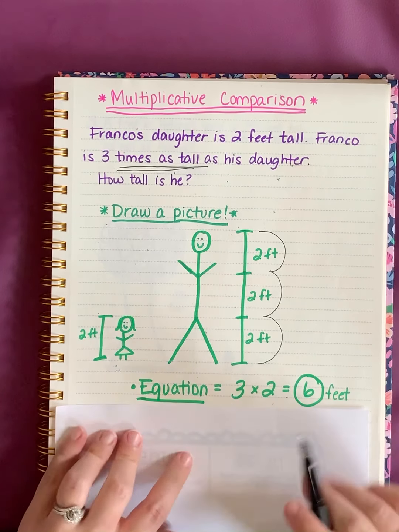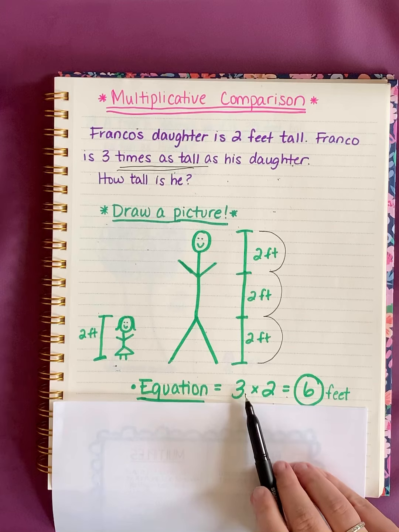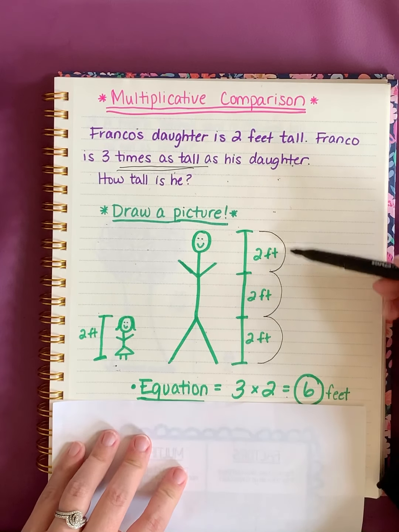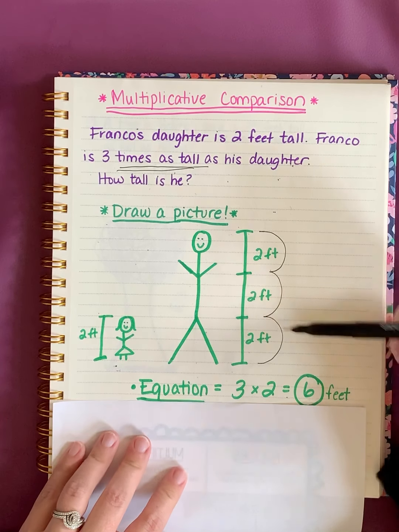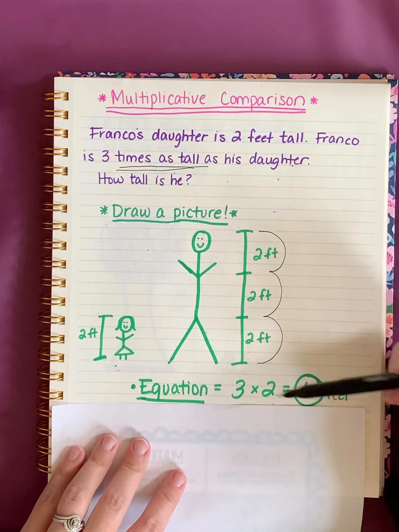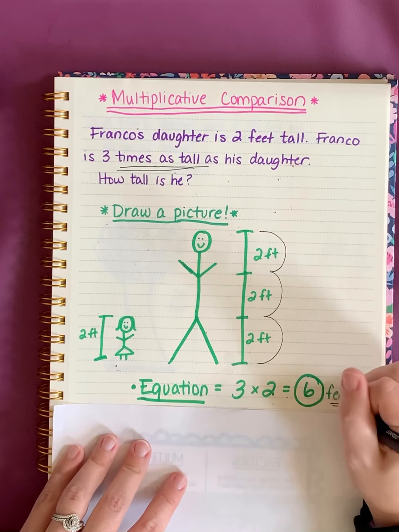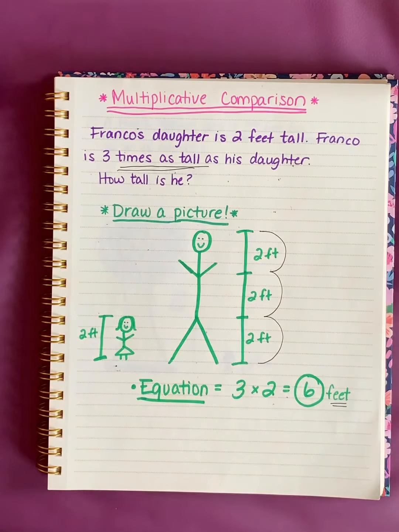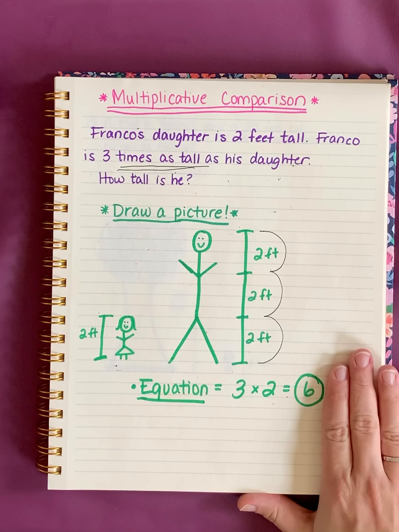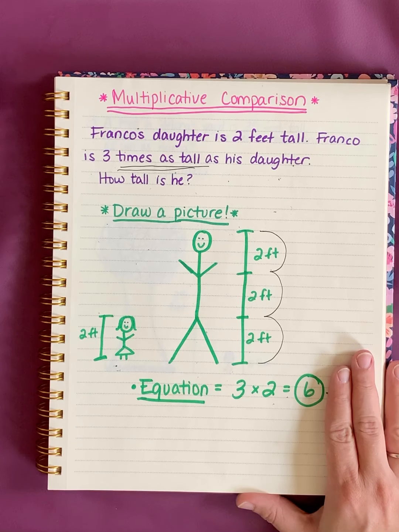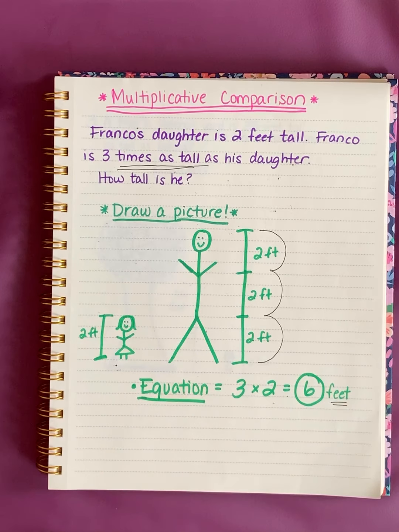So your equation is going to be 3 times 2, or 2 times 3, either way again, because we have 3 groups of 2 feet. Then 3 times 2, hopefully that's one you would know is 6. But again, we need to make sure we have it labeled as feet. Because if you tell me the answer is 6, well, how tall is he? Is he 6 centimeters? Is he 6 houses? Is he 6 dogs? How tall is he? He is 6 feet tall.